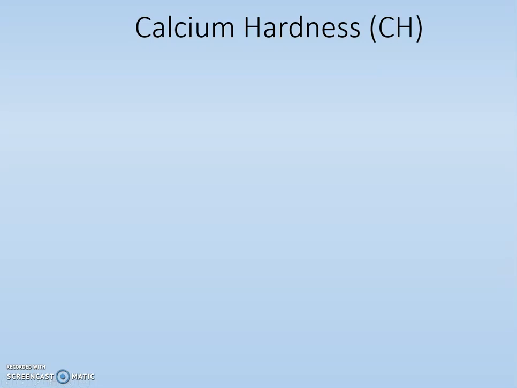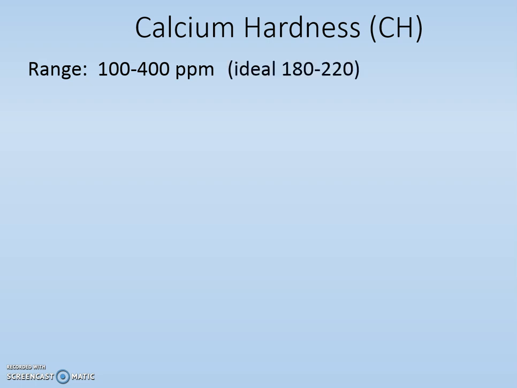In the previous two videos on pool chemistry, we discussed pH and total alkalinity. In this video, we'll discuss calcium hardness. The range is between 100 and 400 parts per million. Some sources report a range to be a little more narrow. However, I believe this is dependent on the type of pool you have.